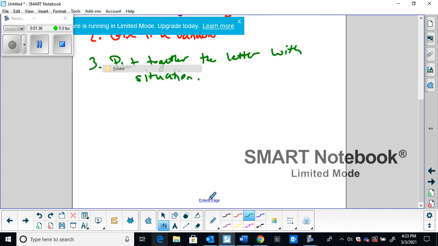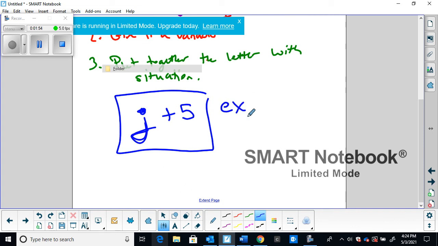So 5 years older, is that minus 5? Well, that doesn't make sense because that would be 5 years younger, right? So 5 years older means I'm adding 5 years to someone's age. But we don't know how old Jimmy is, so we're going to add 5 years to whatever Jimmy's age is, which was represented as a letter J. And that would be the expression that we would write.